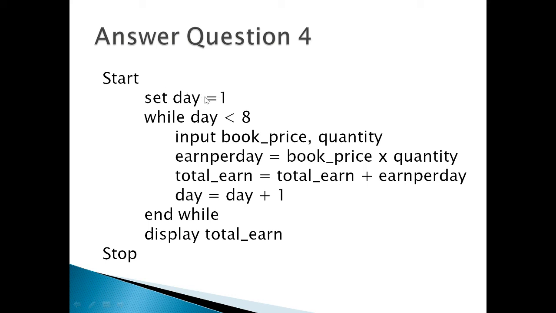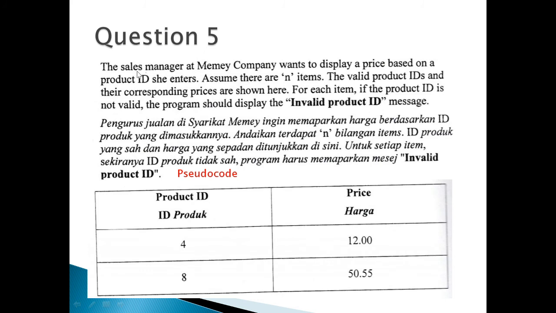I will change my slide and give it to you later. But in my video, I declare here that total earn must be assigned equal to 0 because this is an accumulation. And then don't forget to put your end while and then display the total earn. Display your total earn and then stop. This is for question 4. I hope you can understand. Okay, next is question 5.